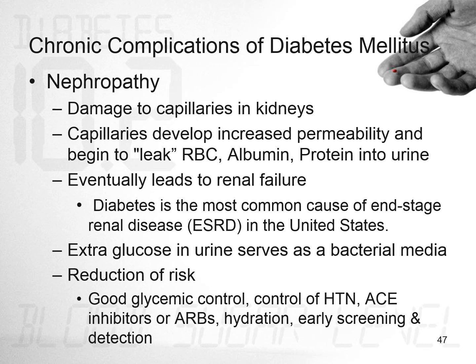The reduction of risk here is going to be good glycemic control and control of hypertension. They may need ACE inhibitors or angiotensin II receptor blockers. Hydration is a good reduction of risk. Early screening and detection as well.